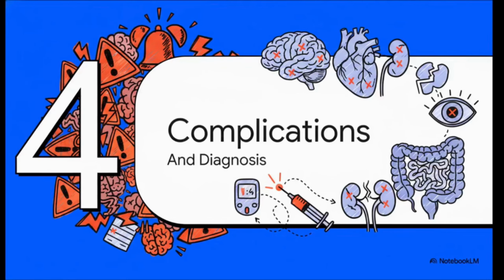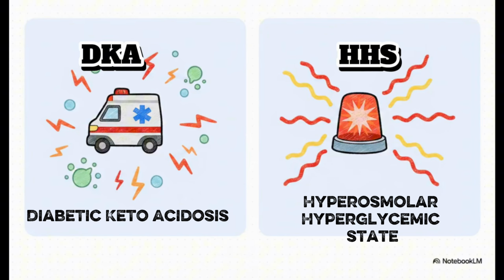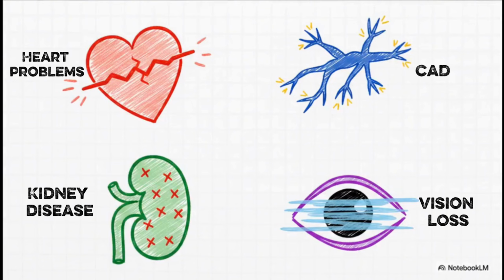In terms of complications, type 1 diabetes can lead to what we call diabetic ketoacidosis, or DKA for short, a serious medical emergency. Type 2, on the other hand, is associated with hyperosmolar hyperglycemic state, or HHS, which is also a medical emergency. Both will be covered in a separate video, so watch out for that. Beyond these, uncontrolled diabetes can lead to heart problems like coronary artery disease and heart attack, as well as nerve damage, kidney damage, and even vision loss.